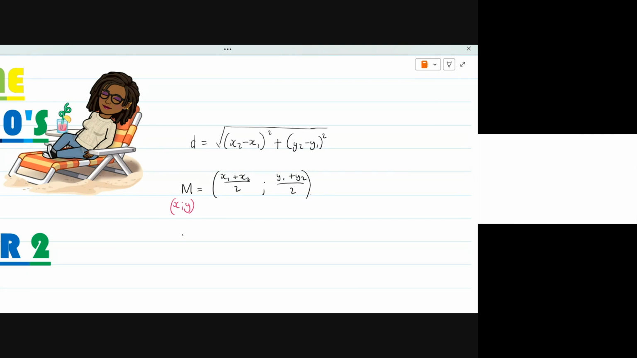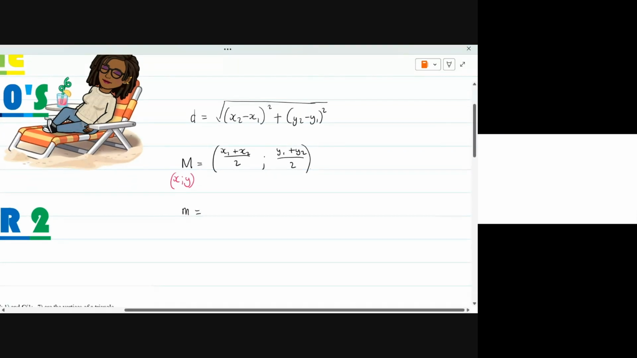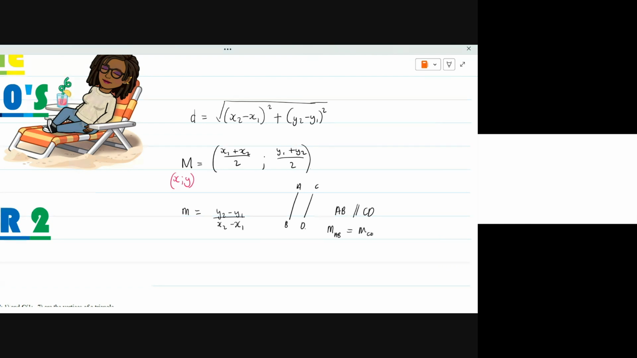Then we've got the gradient formula. The gradient formula comes from the formula of a straight line, because when we talk about analytical geometry, we're talking about straight lines. So y2 minus y1 over x2 minus x1. I'm going to add a couple of other things. If I have line AB and another line CD, and AB is parallel to CD, then the gradient of AB must be equal to the gradient of CD because they have the same steepness. Their slope will be exactly the same.